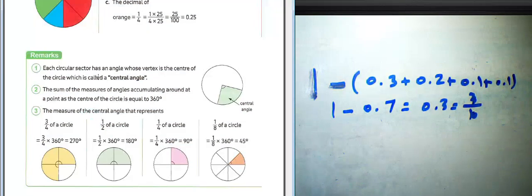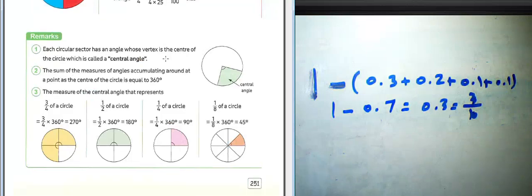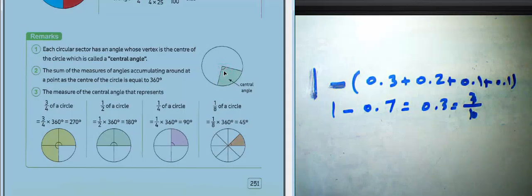Remark: each circular sector has an angle whose vertex is the center of the circle, which is called the central angle. We call this the central angle, okay? The central angle here lies between two radii, and the part opposite here we call the arc. The sum of the measures of the angles accumulated around a point, the center of the circle, is 360.